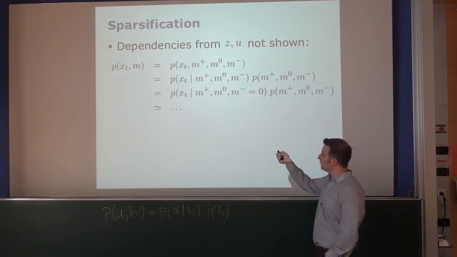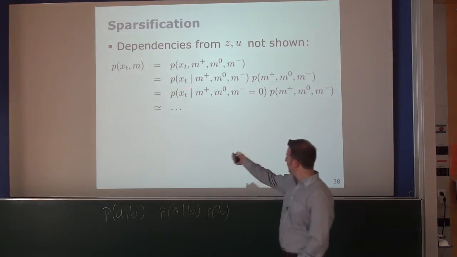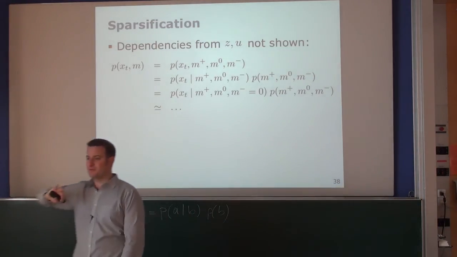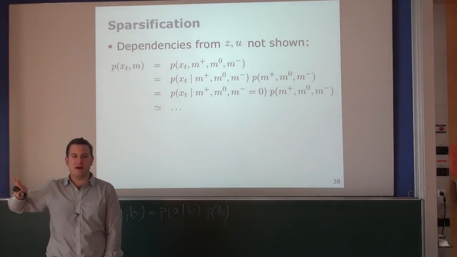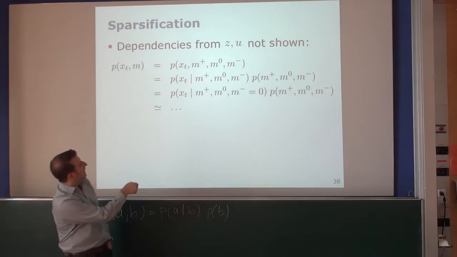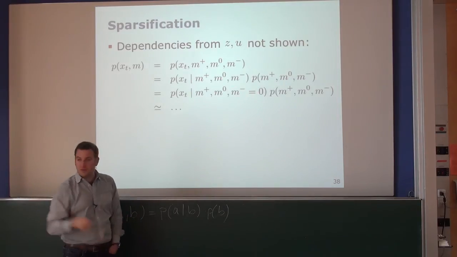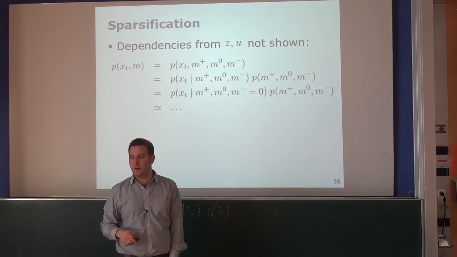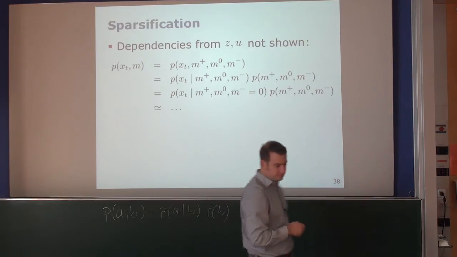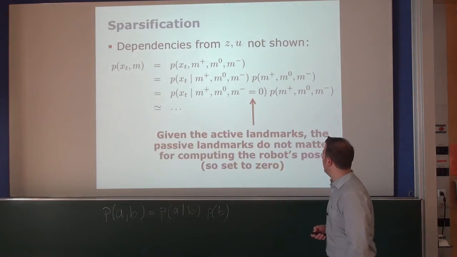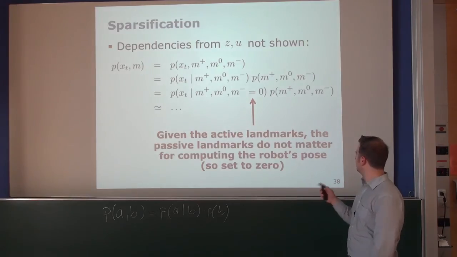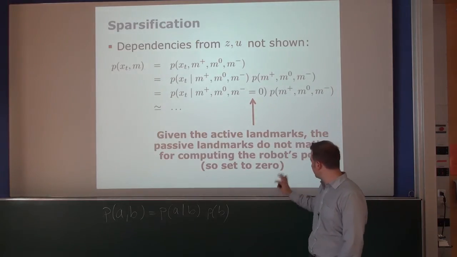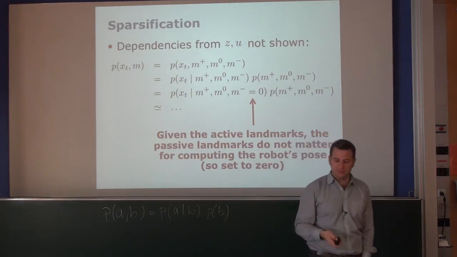I can assume I set them all to 0. At least in this expression over here, I say, okay, they are all 0, 0, 0. That's what I assume for the moment for doing these operations, because I don't need them. Whatever value they have, I condition on them, and I can just set them to 0 because I know that they won't impact the other pose. Okay, so exactly that's what I just said. Given the active landmarks, the passive landmarks do not matter for computing the robot's pose, so I can set them to 0.